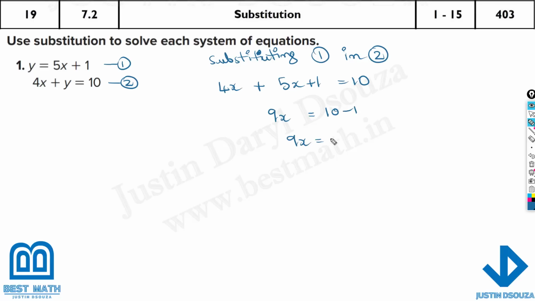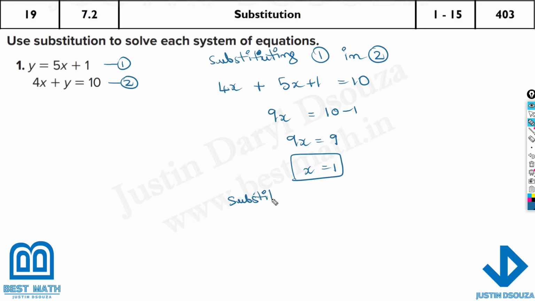9x is equal to 9, or x is equal to 1 if you divide both sides by 9. Now what happens? You found the x value, you substitute this back into any one of the equations, your answer will be the same. But it's easier to substitute the x value in the first equation because you already have y on one side and all the others on the other side.